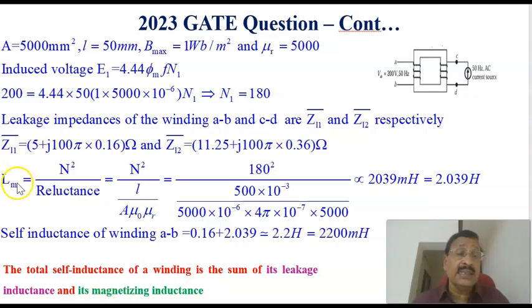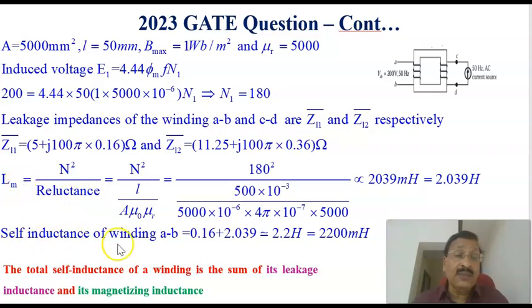The magnetizing inductance can be calculated as N square by reluctance, because N is already calculated as 180. N square divided by reluctance is the magnetizing inductance, which is equal to N square divided by L divided by A mu 0 mu r. Substituting in this equation, we get 2039 millihenry, or 2.039 Henry, which is the magnetizing inductance.